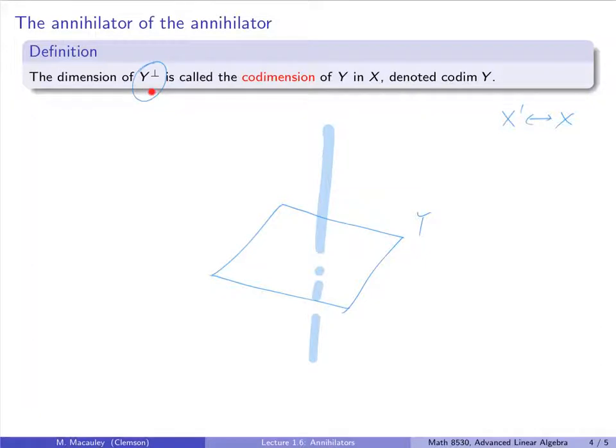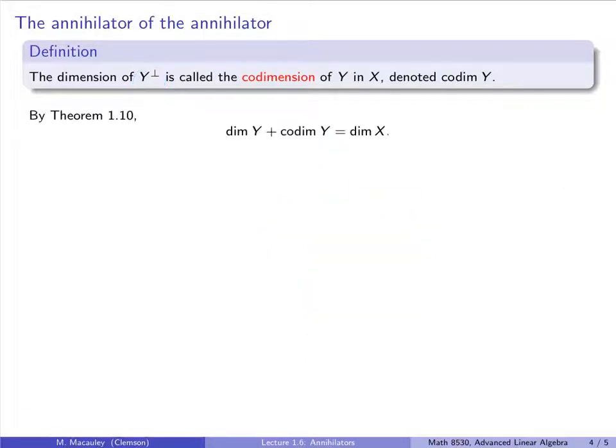So that's the motivation for this, and later in this class we will identify the dual of a space with itself when we look at inner product spaces, and the vectors that this gets mapped to will be the orthogonal complement. If you haven't seen orthogonal complement, don't worry about it. We're doing it later. Basically, it's the subspace that is perpendicular to y. A simpler way to state theorem 1.10 is that for any subspace, its dimension plus codimension is the dimension of the full space.